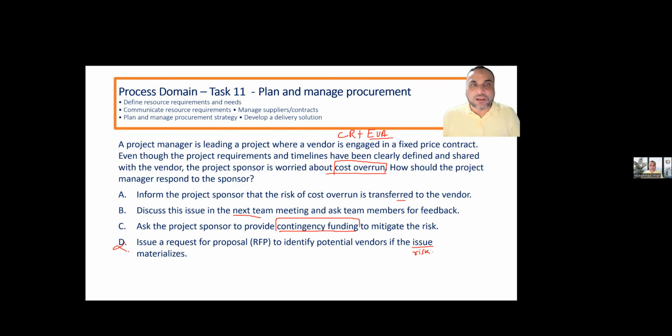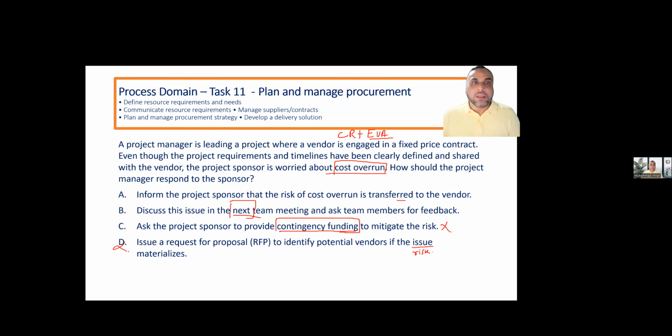Contingency funds are never provided by the sponsor. You have already answered this previously. Sponsor provides management reserves, not contingency. Please remember that. Remove this thing from your mind. That's why I highlight it, so you can actually know what it is. Contingency funding is the part of the project manager. Management reserve is the part of the sponsor. So we will never discuss things, we will never delay the things.